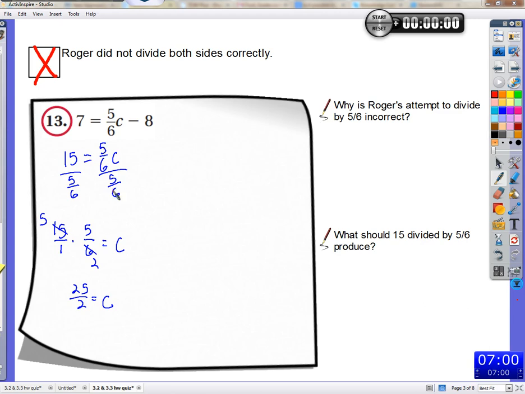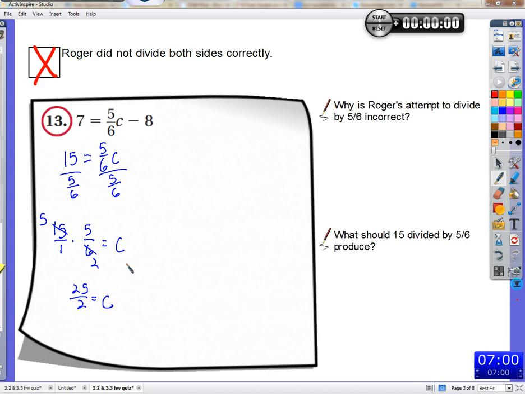Yeah. Okay. Anybody want to respond to it? It's the same thing. Okay, so it's the same thing, right? Divide by 5/6 or multiply by 6/5, it's the same thing. So this went okay, didn't it? This part went okay. Divide by 5/6, yeah. That's okay. So what went wrong then?